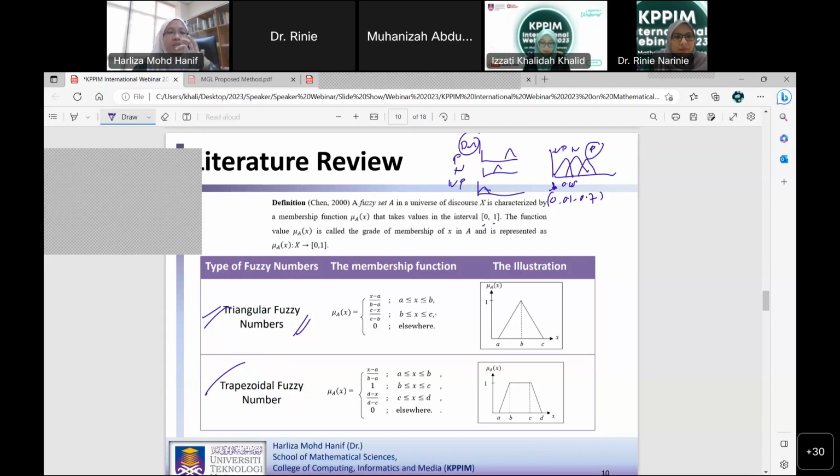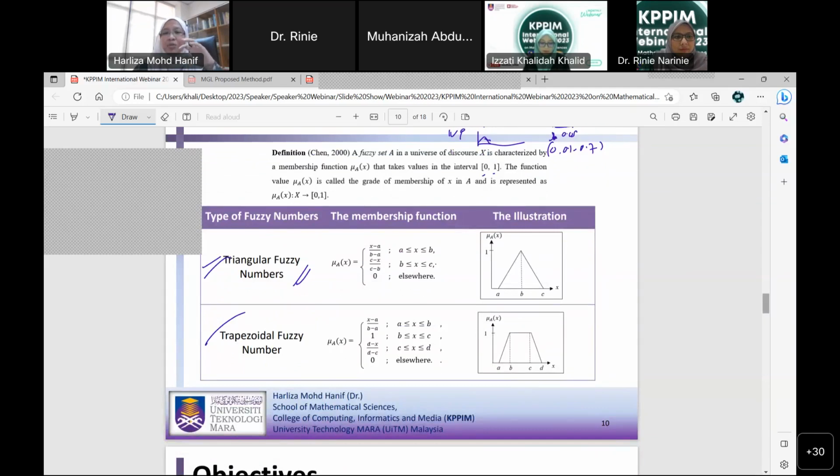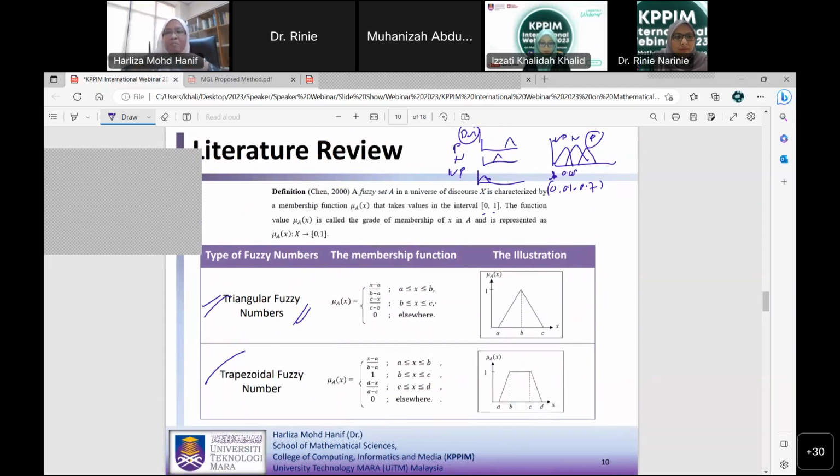So that is what fuzzy numbers are. I choose the first category because I want the sharpness to be eliminated, basically.